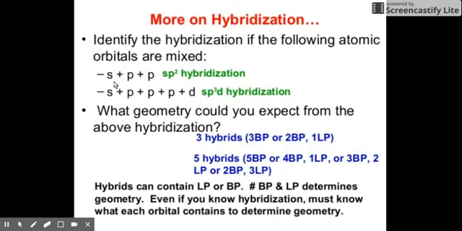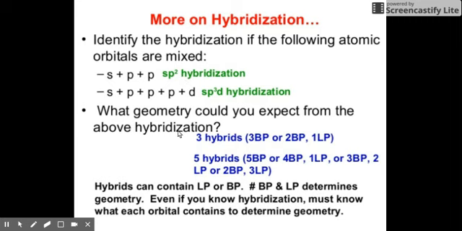So you have sp2 if they're one s and two p's, and if you have one s, three p's, and one d, we call that sp3d hybridization. That's just it. If you are given these terms or this symbolism, you have to know what it means. It just gives you the quantity of how many orbitals are hybridizing.